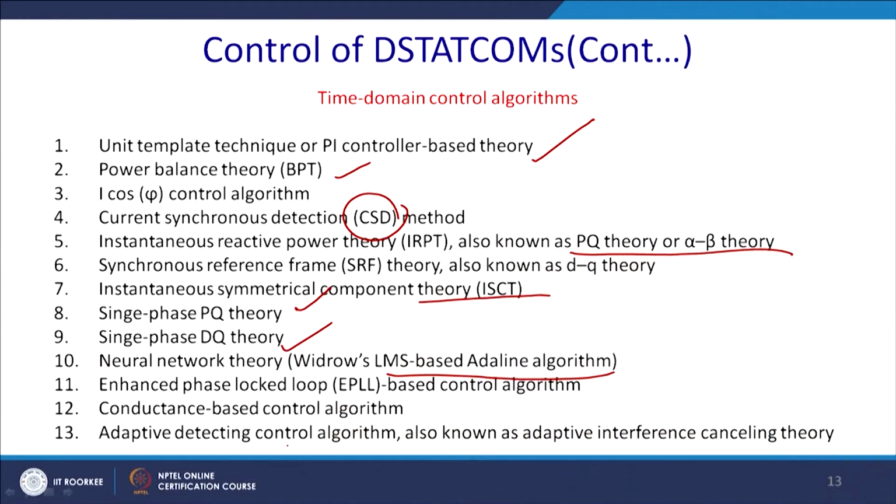Adaptive detection of the control algorithm, known as the adaptive reference of the cancelling theory. These are a few techniques that are used in the current domain, and there are many, but generally we are restricted to the first six techniques for the 3-phase 3-wire or 4-wire system.